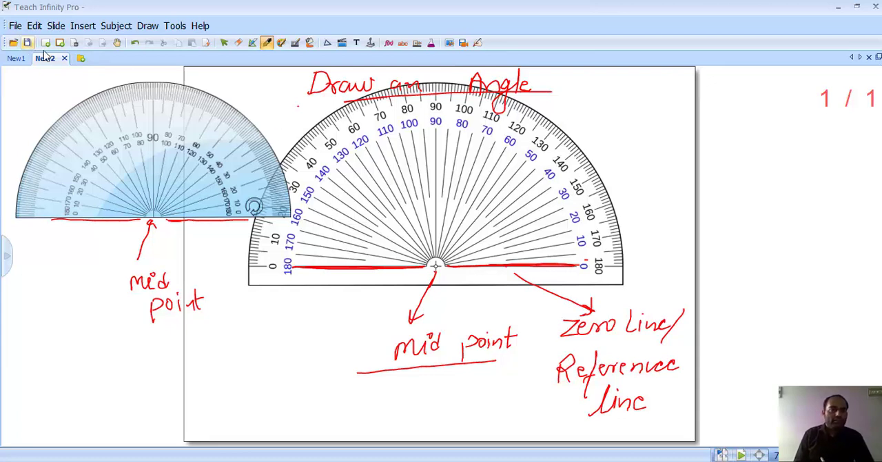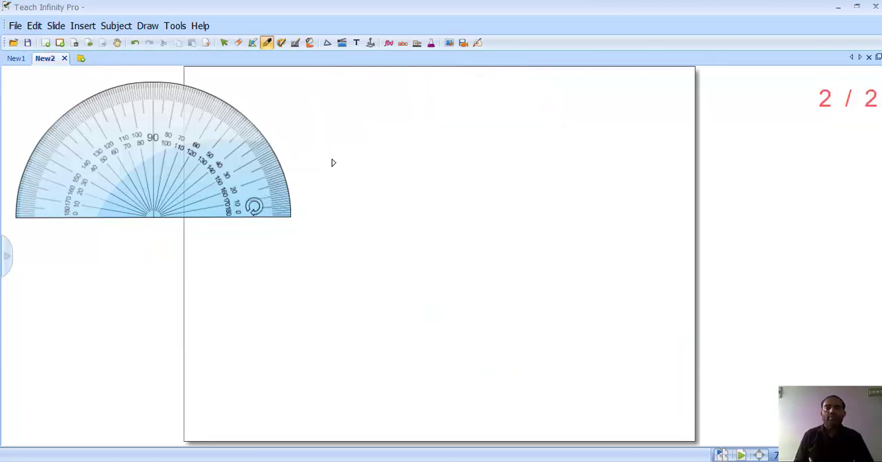Okay, let's take another slide. This time someone says draw an angle of 60 degrees. What is the first step? The first step is to draw one line, and it can be any length you want: 5 centimeter, 6 centimeter, 8 centimeter. It is up to you.